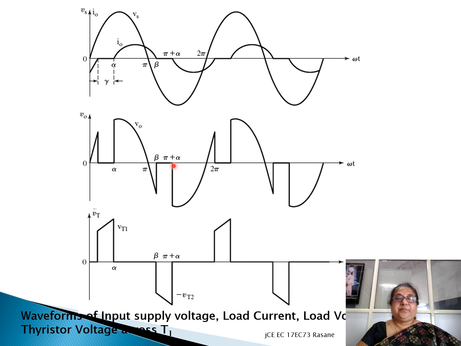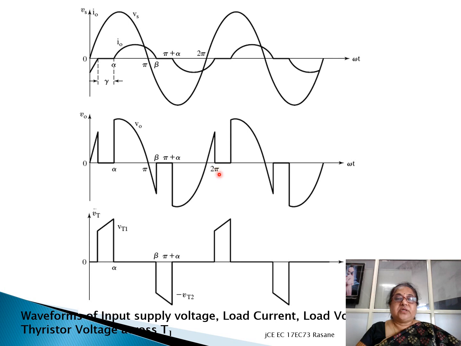T1. At pi plus alpha, what happens? The input has reversed. So T2 is going to get the firing, forward biased it is T2, and it gets the firing pulse at pi plus alpha. So the switch will turn on at pi plus alpha till the next beta, that is 2 pi plus beta, let's say. So till the next beta. So the switch is on from pi plus alpha to beta, right?